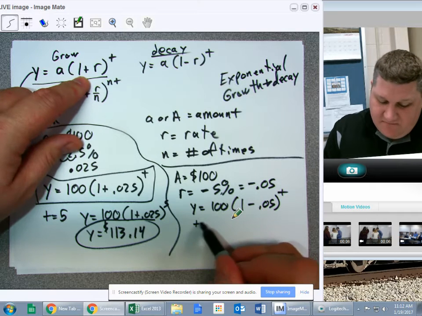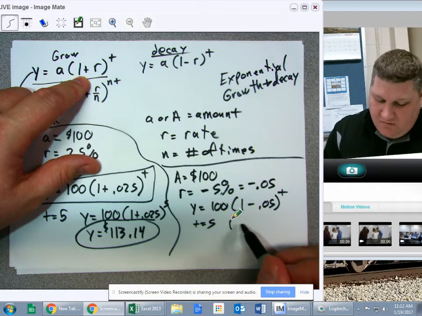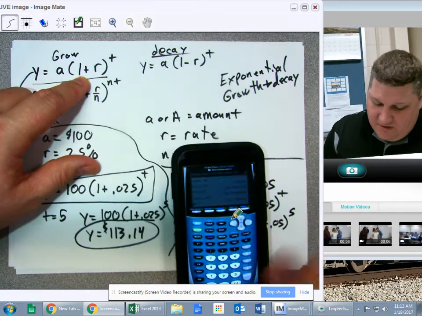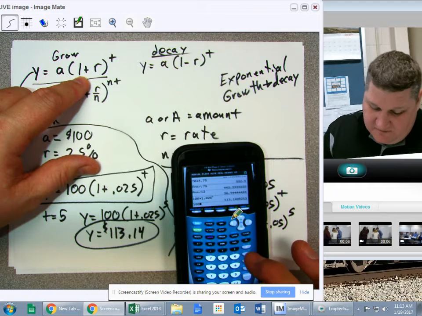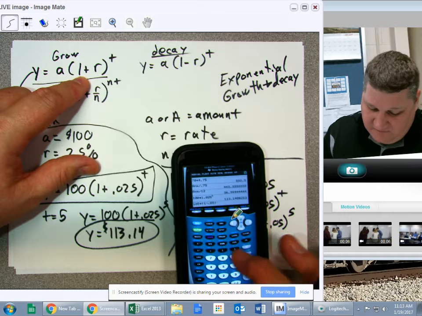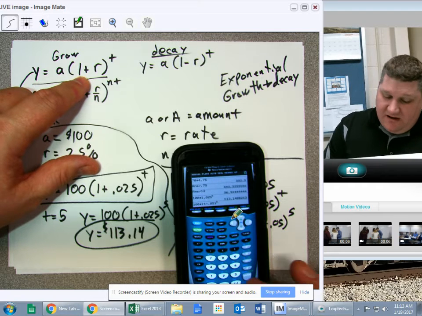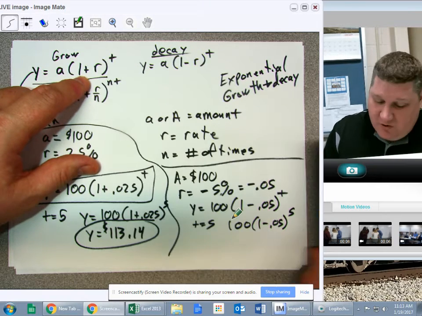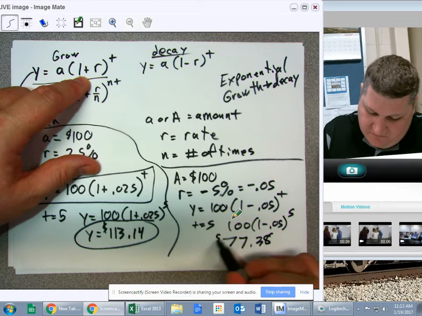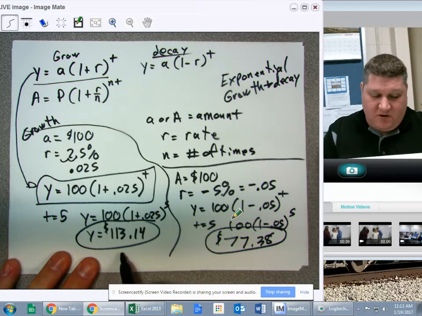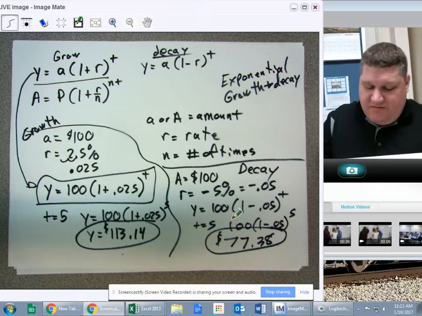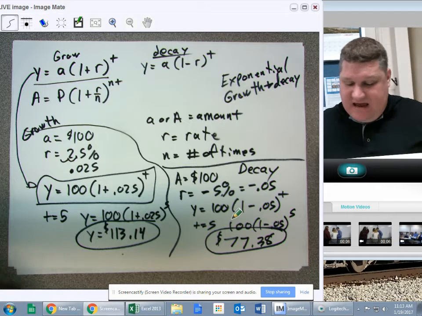Let's say you waited again 5 days to pick it up. So here we go. 100 parentheses 1 minus 0.05 raised to the 5. If I put it in my calculator, 100 times parentheses 1 minus 0.05 in parentheses raised to the 5th power, the answer is, now your gift card is only worth $77.38, because you waited. This one was growth. This one was decay.